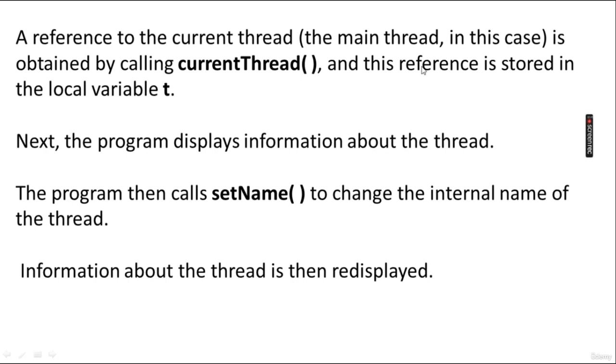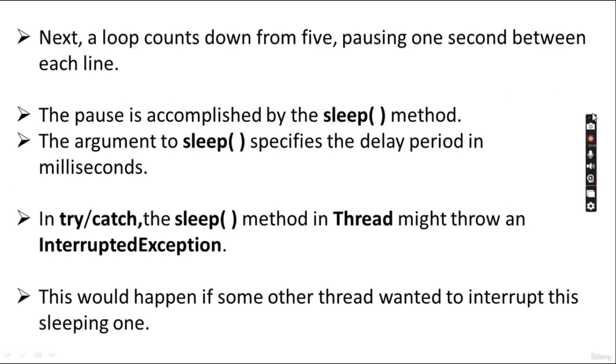A reference to the current thread, the main thread in this case, is obtained by calling currentThread, and this reference is stored in the local variable t. The program then calls setName to change the name of the thread, and it is redisplayed. Next, a loop counts down from 5, 4, 3, 2, 1, pausing 1 second between each line. The pause is accomplished by the sleep method, Thread.sleep(1000). The argument to sleep specifies the delay period in milliseconds, so 1000 milliseconds means it will wait 1 second.